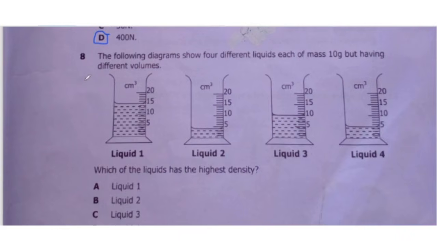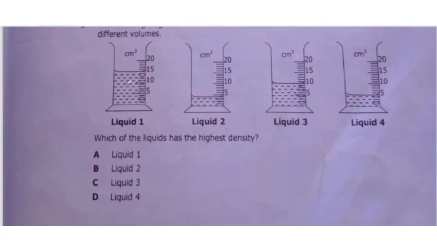So the question, which is number 8: the following diagram shows 4 different liquids, each of mass 10 grams, but having different volumes. So we have these. You should pay attention to this. We can see that there is liquid 1, liquid 2, liquid 3, liquid 4. And when we talk about volume, we're talking about the size.